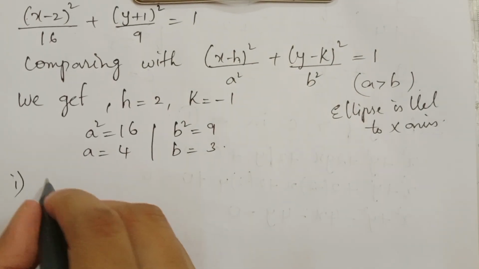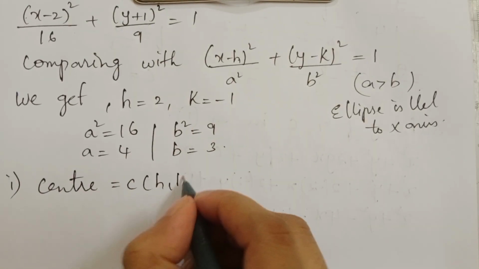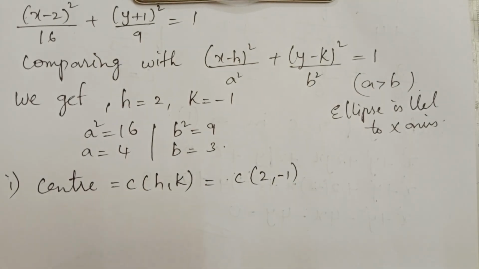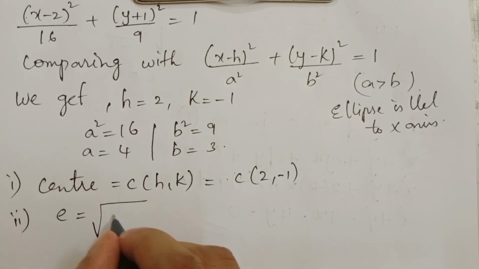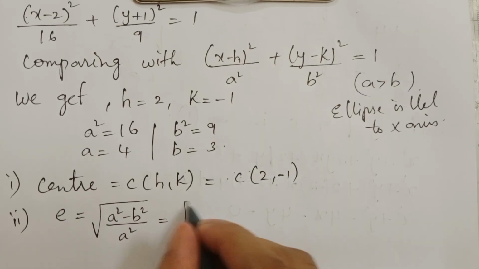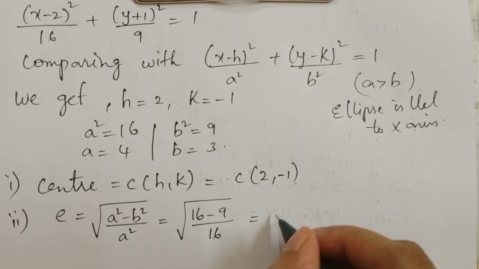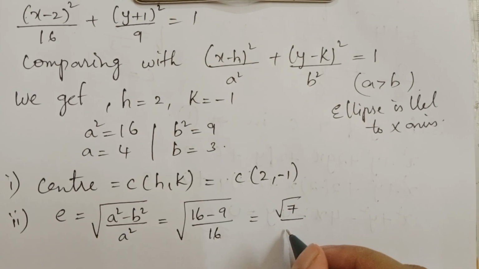First they said to find the center, so it is C(h, k), which equals C(2, minus 1). Next we'll find the eccentricity: e is equal to root of a square minus b square by a square. This is equal to root of 16 minus 9 by 16, which equals root 7 by 16, that is root 7 by 4.